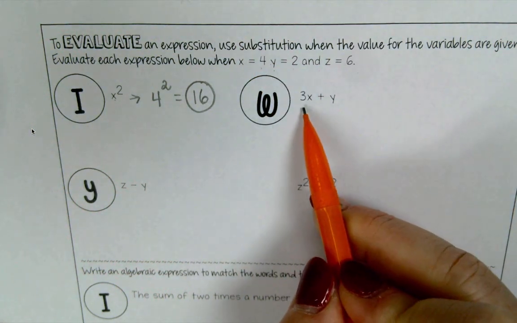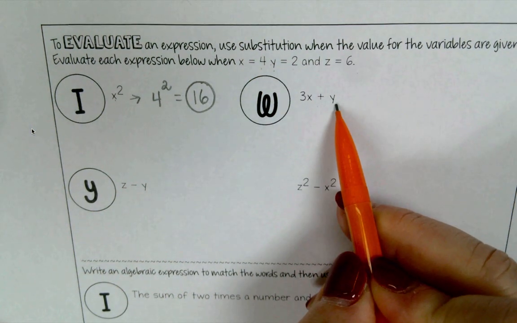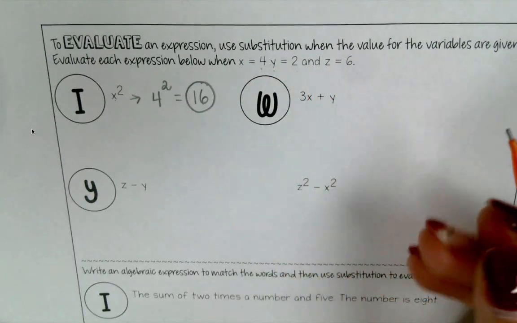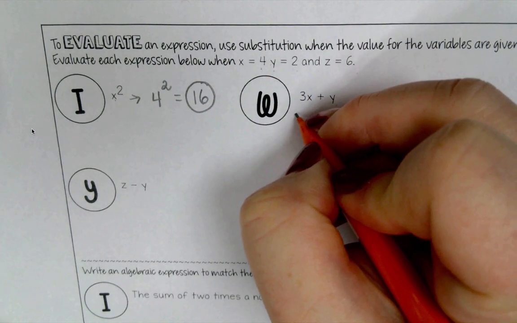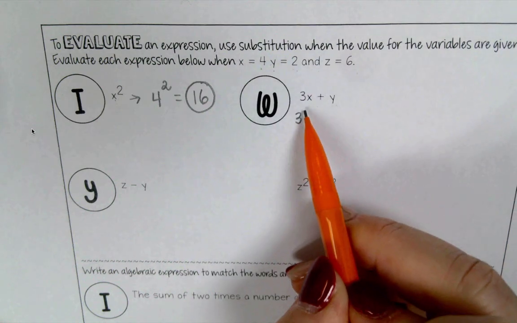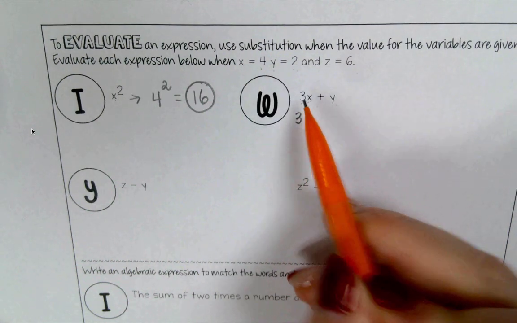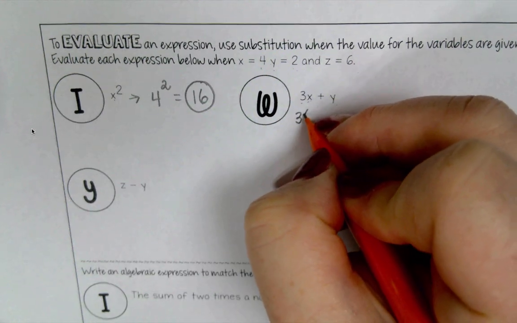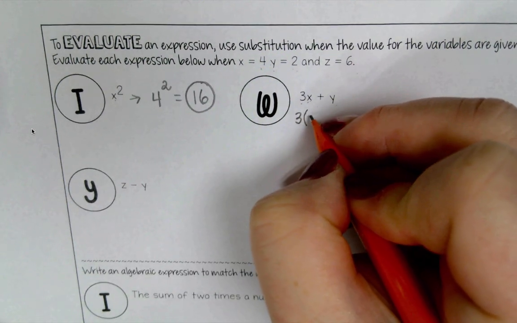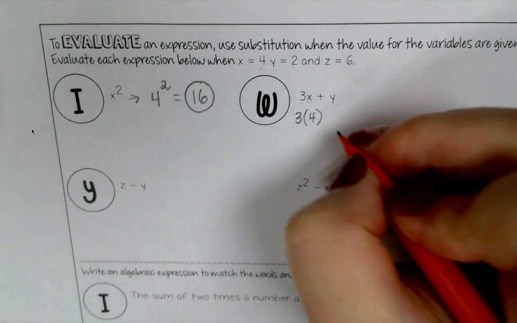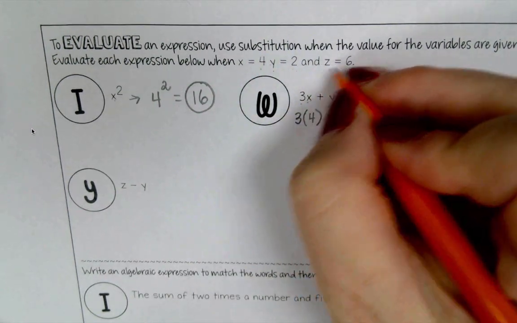Look at this, we do. 3x plus y, x equals 4, y equals 2. So when I rewrite it, I'm going to do it like this, because I know my coefficient and my variable stuck together with no operation means multiply. So I'm going to put that in parentheses. We have seen this with order of operations. So that still means multiply, plus y, which is 2.